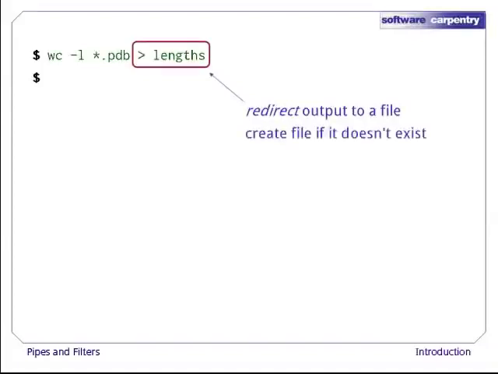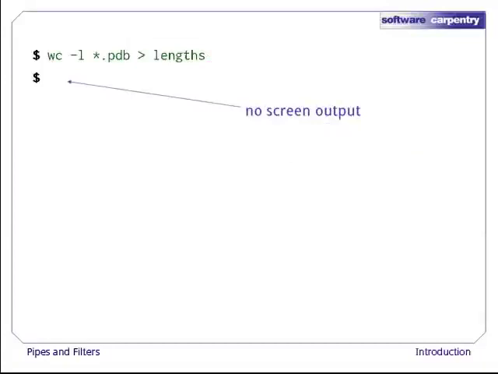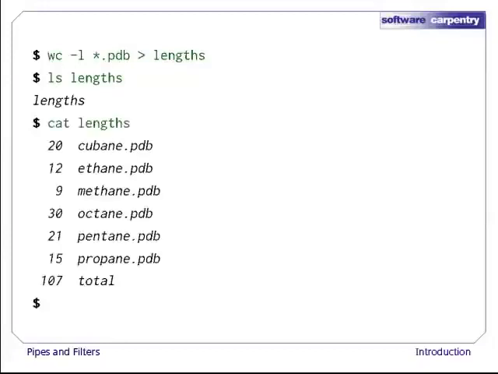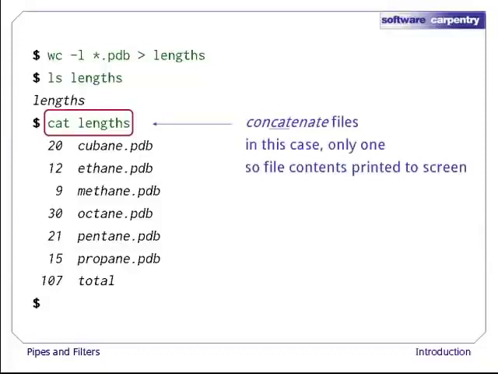The shell will create the file if it doesn't exist, or overwrite its contents if it does. Notice that there is no screen output. Everything that wc would have printed has gone into the file lengths instead. ls lengths confirms that the file exists, and we can print its contents to the screen using cat lengths. Cat stands for concatenate. It prints the contents of files one after another. In this case, there's only one file, so cat just shows us what's in it.